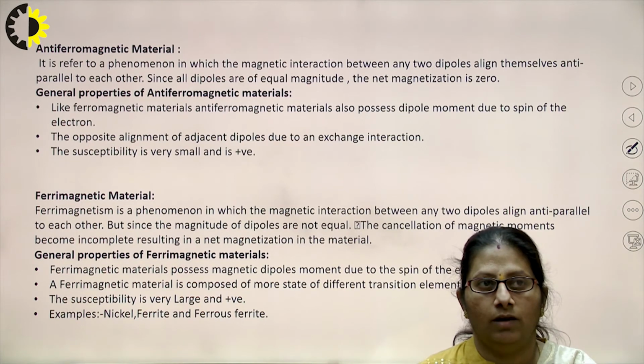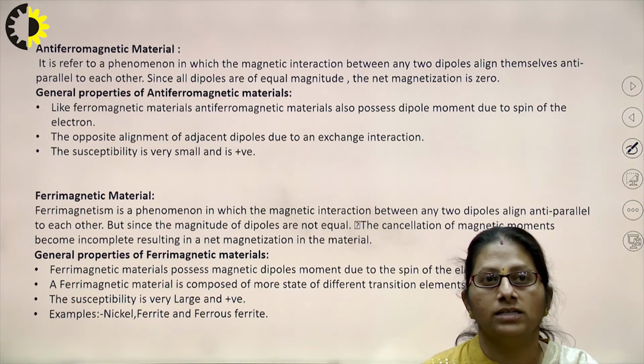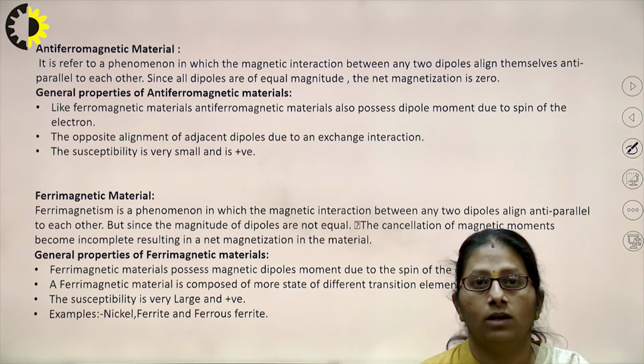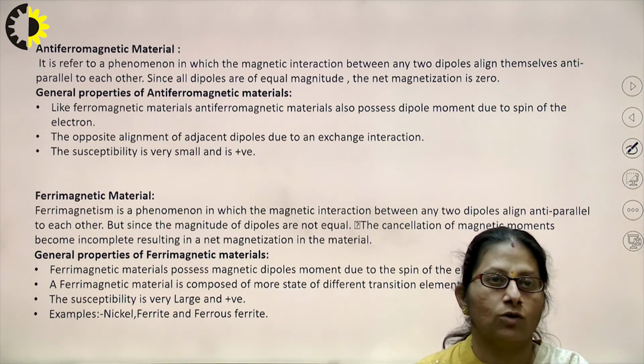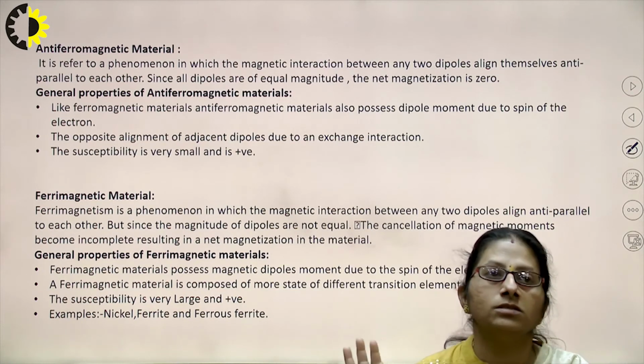Antiferromagnetic material. It refers to a phenomenon in which the magnetic interaction between any two dipoles aligns them anti-parallel to each other. Since all dipoles are of equal magnitude, the net magnetization is 0.